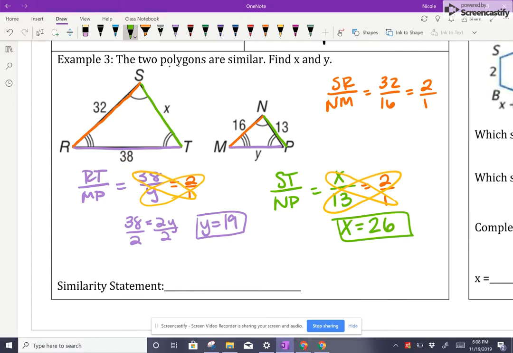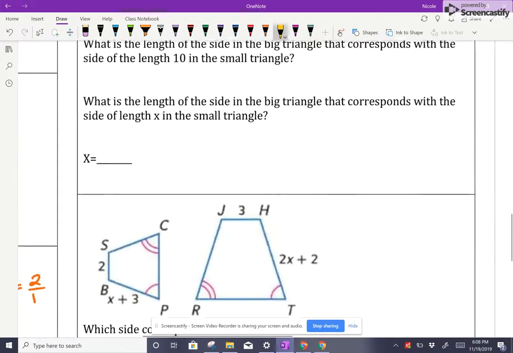Okay? So our similarity statement here is going to say triangle STR is similar to triangle NPM. Awesome. Good job, guys.